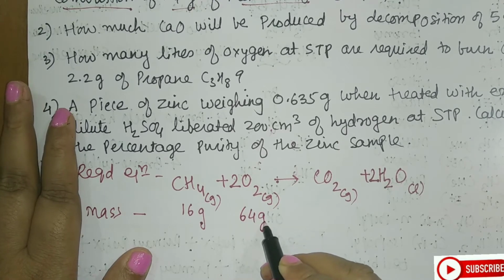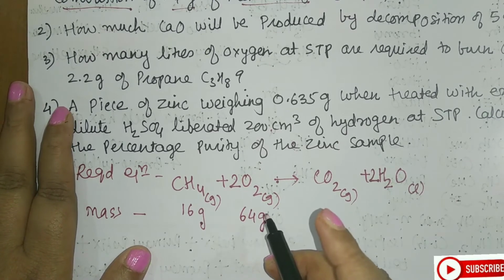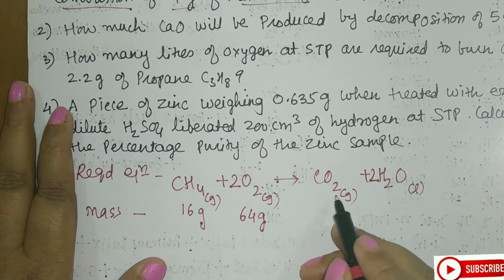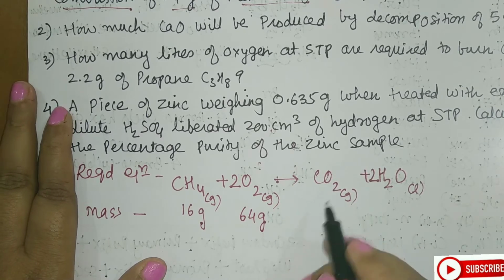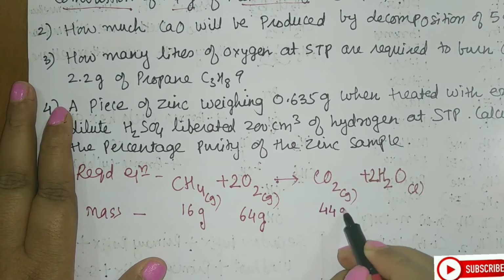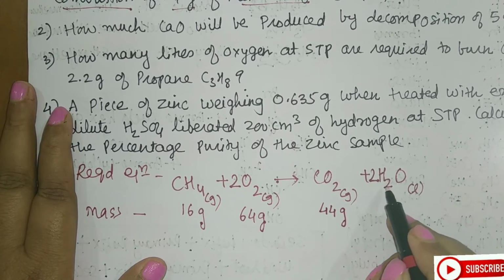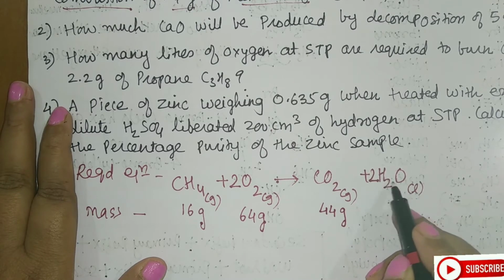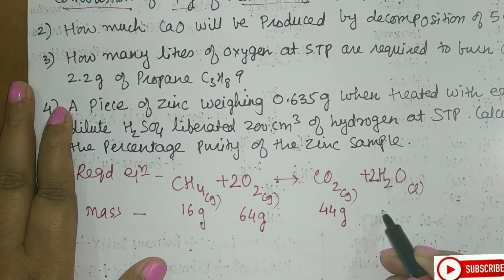How to calculate the molar mass? Please refer to the molar mass calculation video. This is 12 plus 32, so this will be 44 gram. And this will be 2 plus 16, this will be 18 into 2, that is 36 gram.